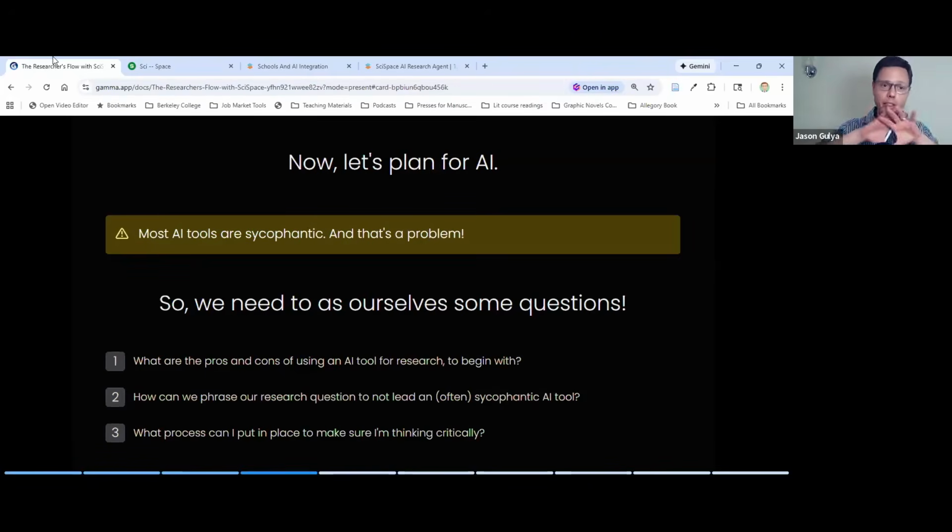And so for me, the fact that a lot of AI tools are about guessing what we want means that I need to ask myself three things. Question number one: what are the pros and cons of using an AI tool for research to begin with? I really recommend if you pick up SciSpace or any other tool, once you have that research project, once you have that scope, saying, all right, when I pick up the tool, when I use it, what do I gain? What do I lose?